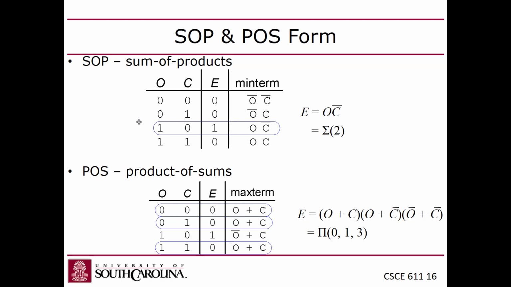So in other words, this expression without the complement is giving us the 0 row. So we want to complement the whole thing because we want to express this in terms of what makes this true. You guys with me? Make sense?